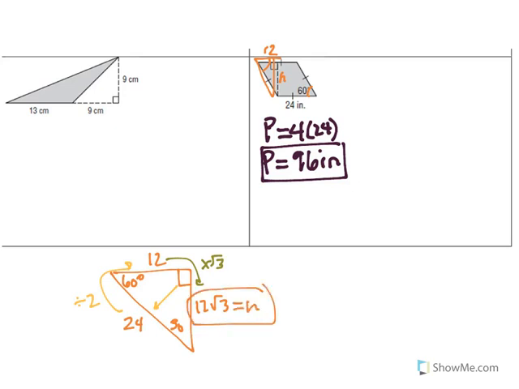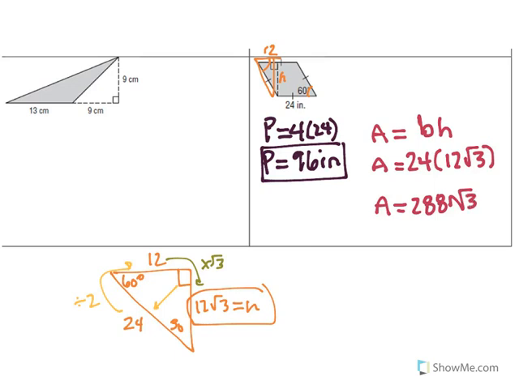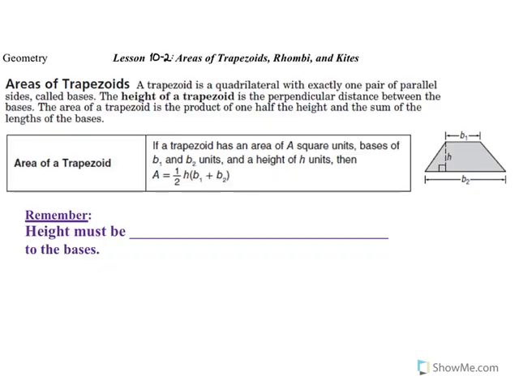So we're going to use this to find my area. So we know area of a parallelogram is base times height. So if my base is 24 and my height is 12 root 3, we're just going to multiply those two together. 24 times 12 is 288. Area equals 288 root 3. And we always have our units. This time it's inches, not centimeters. Inches squared. Okay, awesome. All right, sorry I didn't get that in the last video.